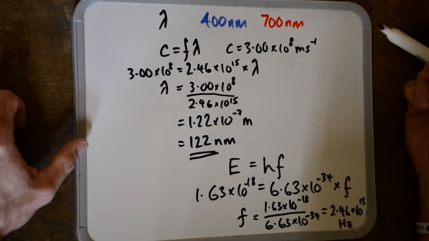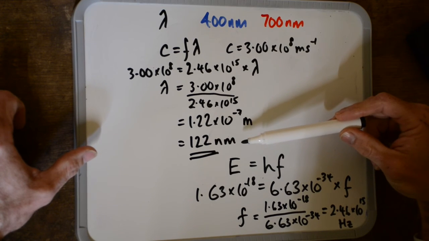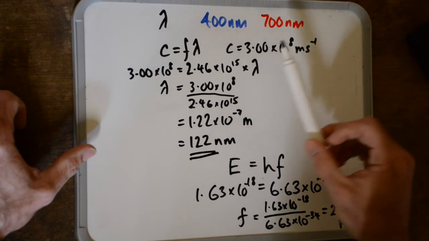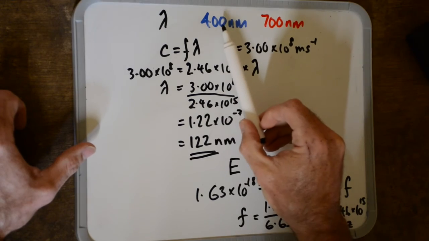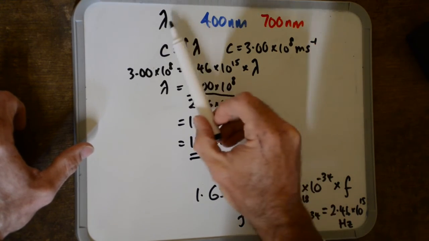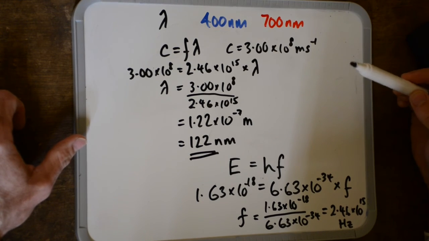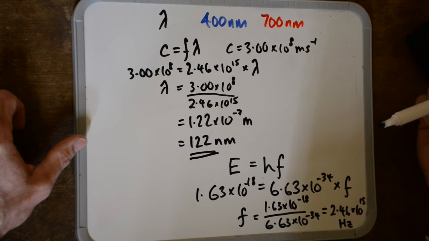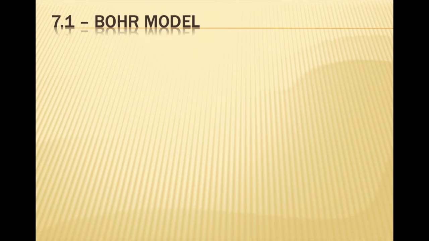So, when our electron drops from n equals 2 to n equals 1, it releases a photon that has a wavelength of 122 nanometers. Now, 122 nanometers is not in the range of visible light. In fact, it's a shorter wavelength than violet, so it would probably be in the ultraviolet range, which would not be visible. So what does this tell us? Well, this is our explanation for the Bohr model, which is based on the evidence of line spectra.